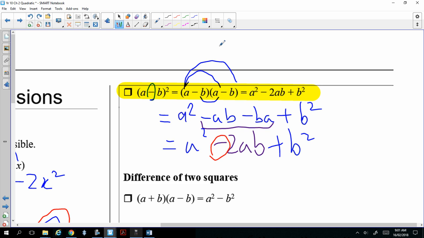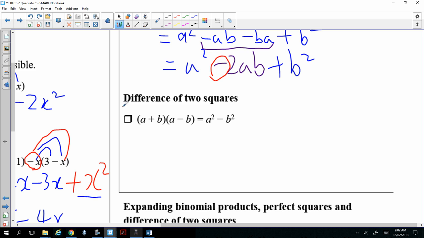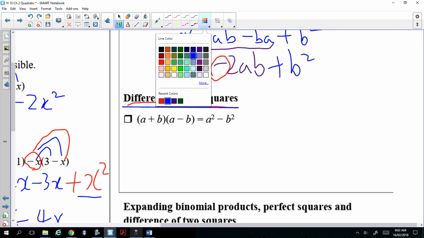So make sure you know this. Okay, good. Once we do this, we can then do the next one. The next one is called the difference of two squares. So what's the difference of two squares?